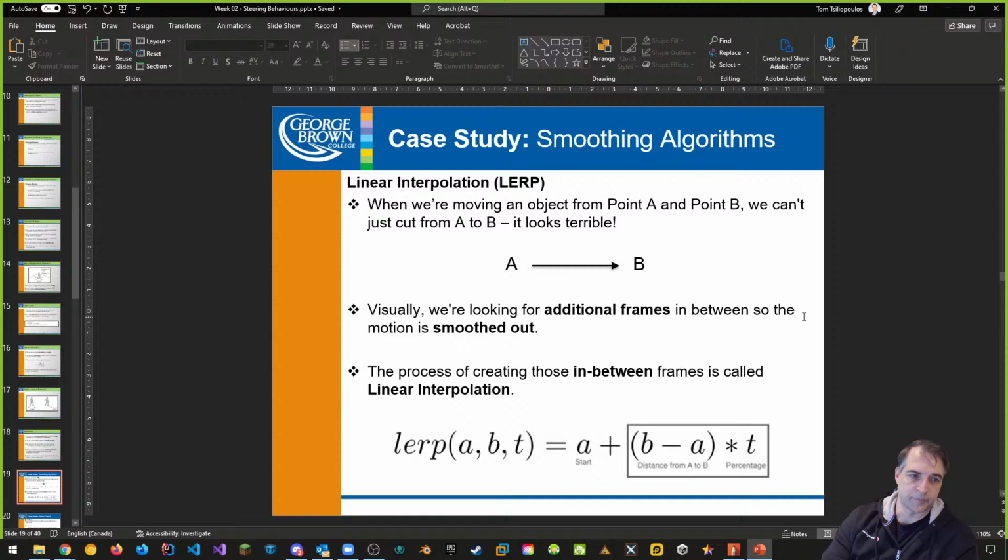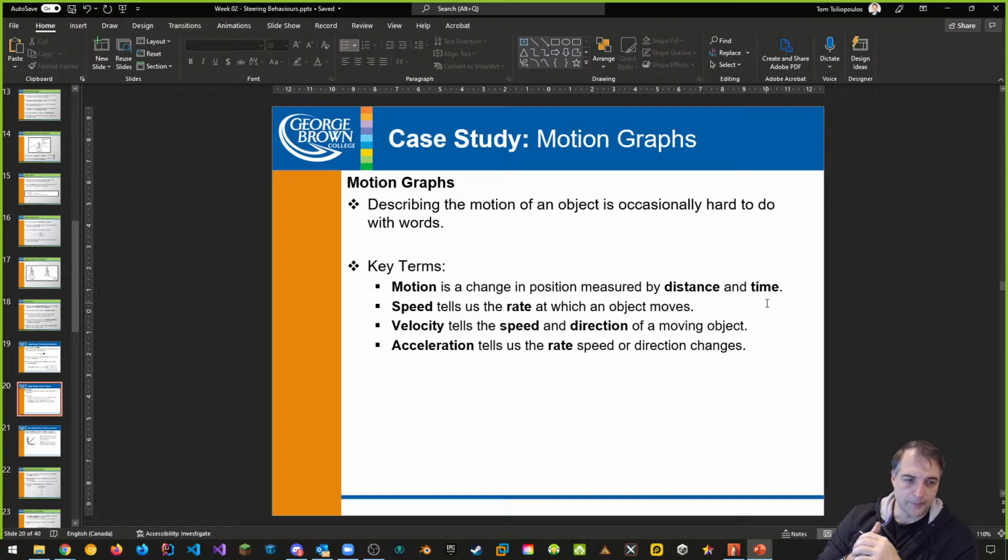There's a thing to look at a lot of times for us from an understanding perspective. You're going to see that especially in physics, something called motion graphs, right? And we're going to see motion graphs again this semester as well as next semester. When we think about motion graphs, it's a visual description about motion. When I look at a motion, I can visualize the motion. Some key terms to note is motion. What is that? It's a change in position measured by distance and time.